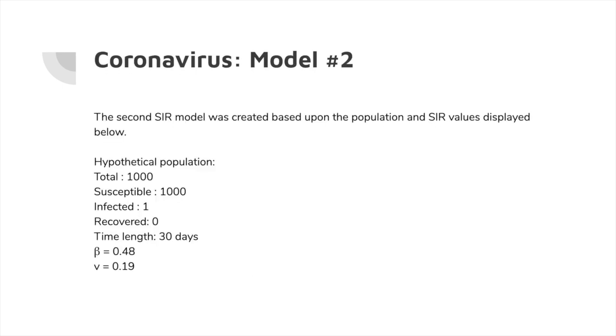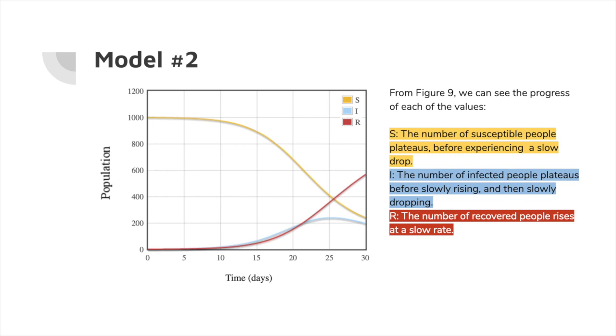The second model was created based upon the same population as all the other number 2 models, and the same beta and V values. So the number of susceptible people plateaus before experiencing a slow drop. The number of infected people plateaus before slowly rising and then slowly dropping, and the number of recovered people rises at a slow rate.